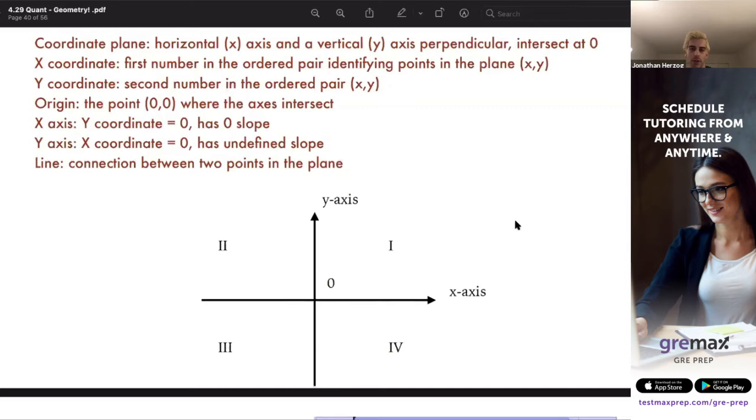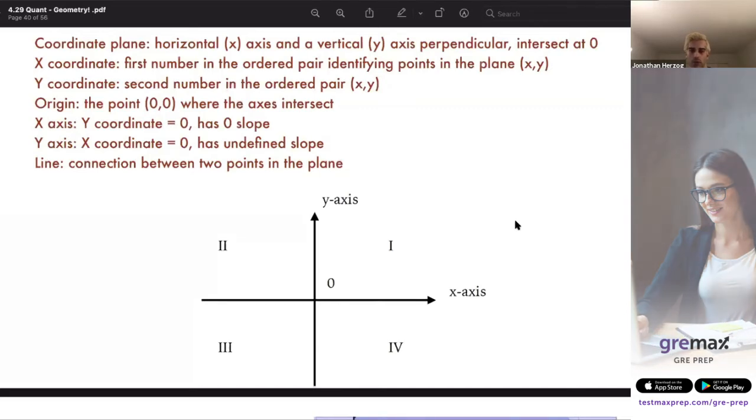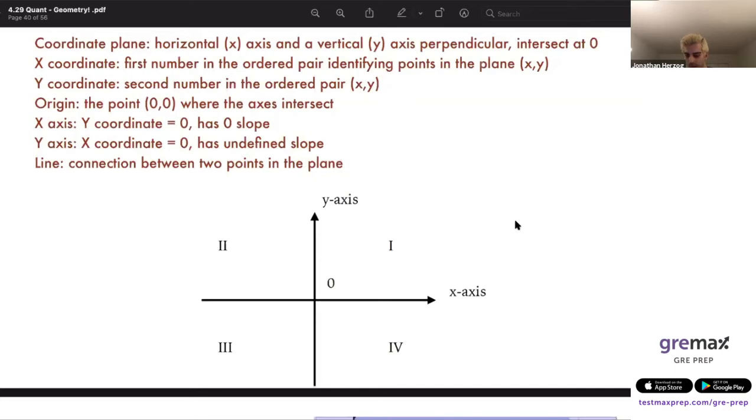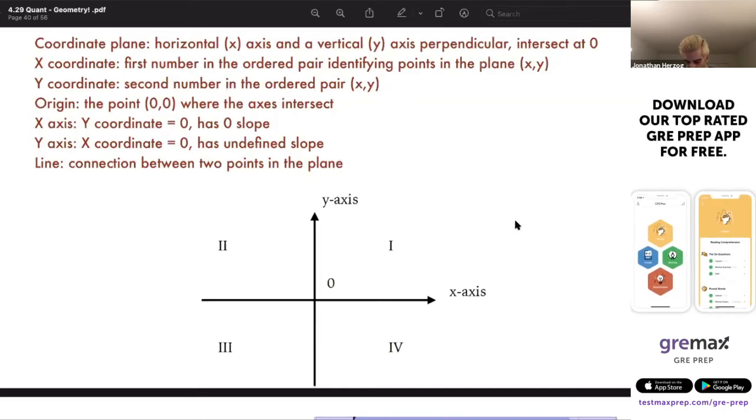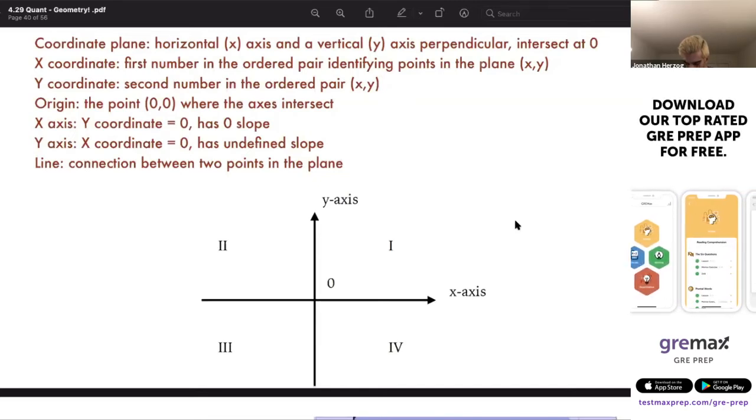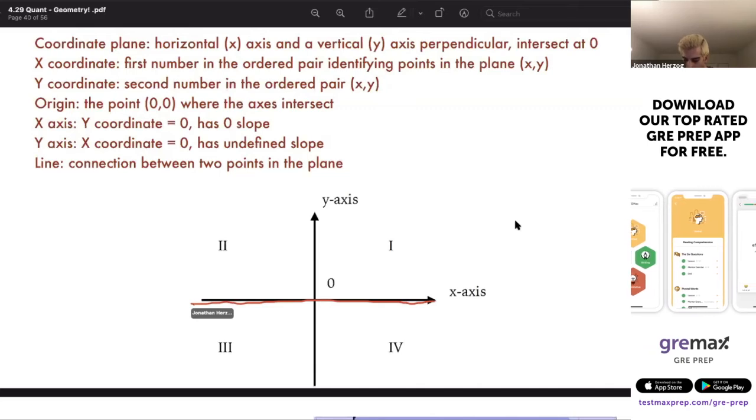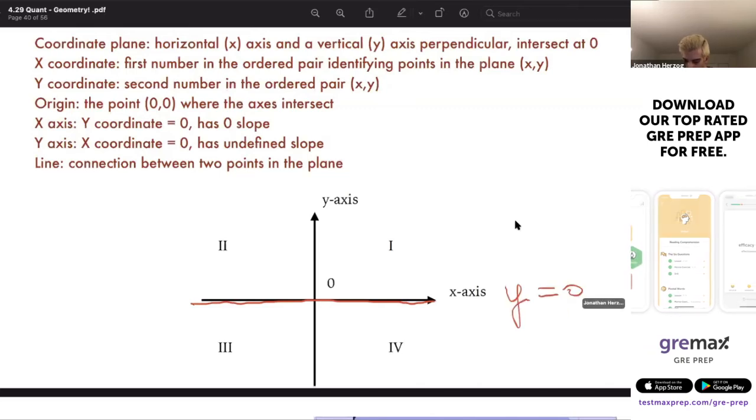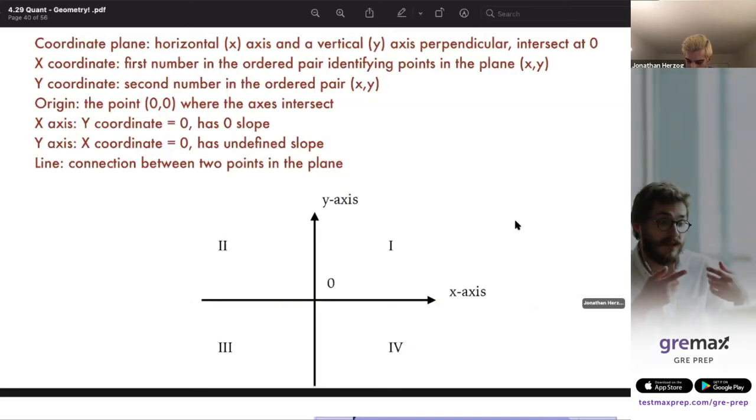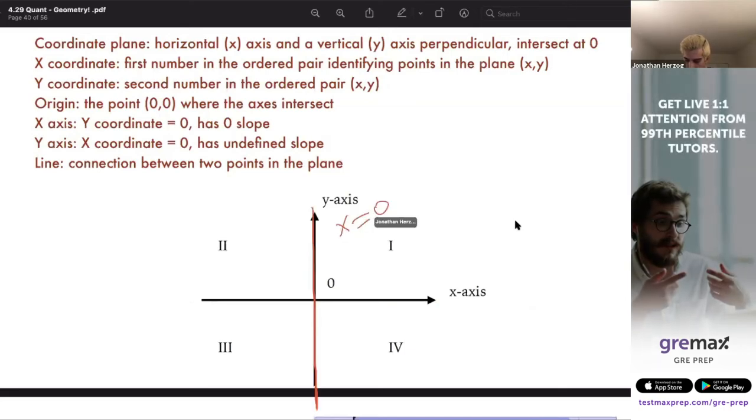The y-coordinate is indeed the second number in this ordered pair. The origin, point 0, 0, is where the axes intersect. The x-axis is where y is equal to 0. The y-axis is where x is equal to 0.